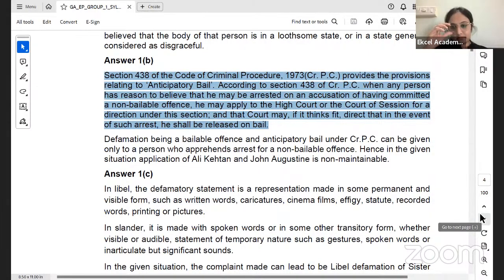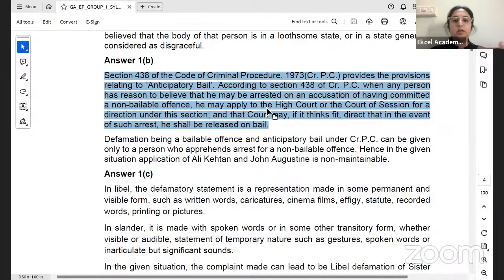Okay. So 438 talks about anticipatory bail. According to 438 of CRPC, when any person has reason to believe that, they are trying to explain what is anticipatory bail. If our question is whether in this case anticipatory bail is maintainable or not, for that you first tell what is anticipatory bail. That means if I am anticipating that for this case somebody will arrest me, then I can get an anticipatory bail before I'm arrested, before the police takes that step. I'm anticipating, it's not actual, I am anticipating an arrest and I am taking an anticipatory bail to avoid that.